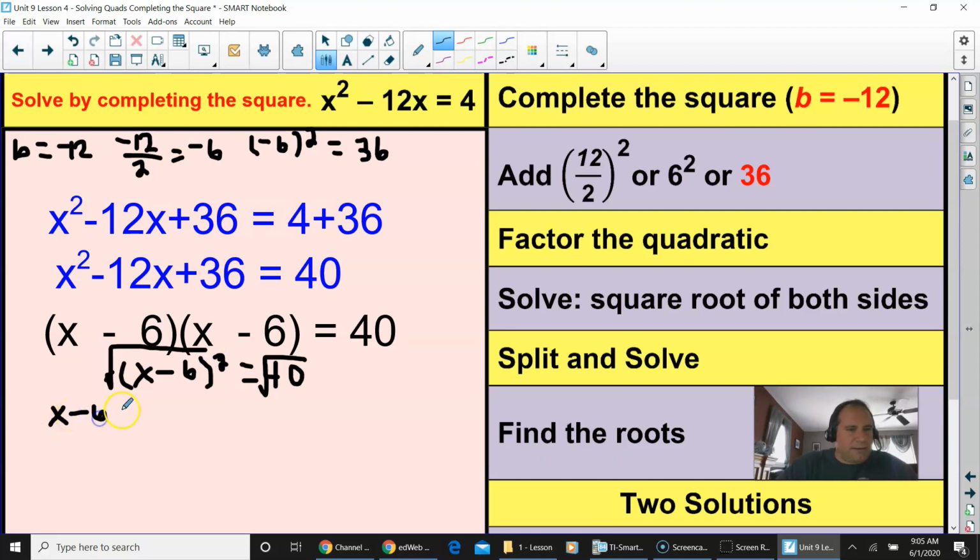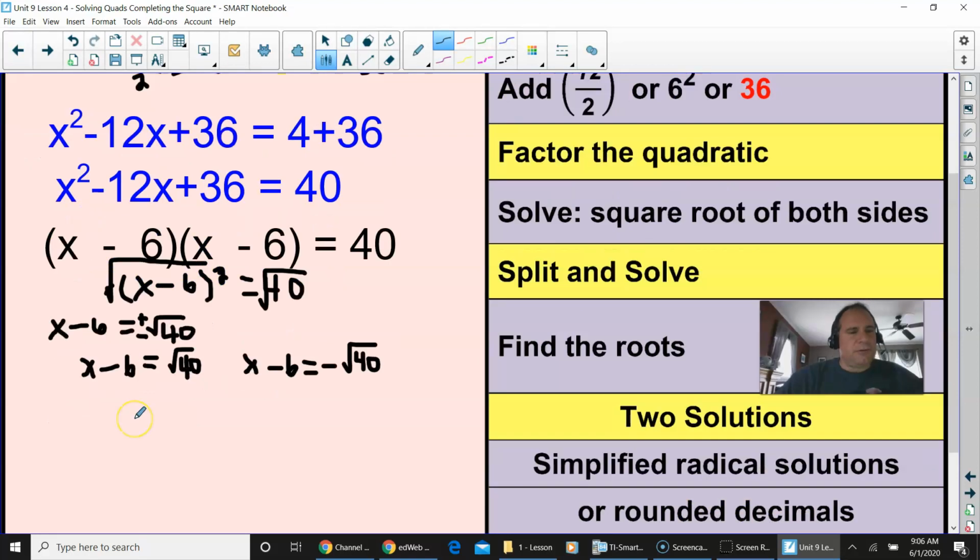X minus 6 equals the square root of 40, which is the positive side. And you can actually put it like this, positive and negative. Remember, there's two different answers. There's a positive, and then there's a negative as far as this square root goes. So look what I did. I put x minus 6 equals a positive square root of 40, and then x minus 6 equals the negative square root of 40.